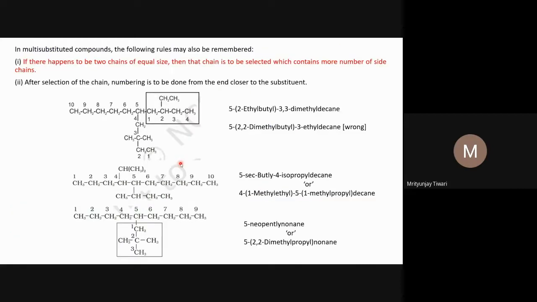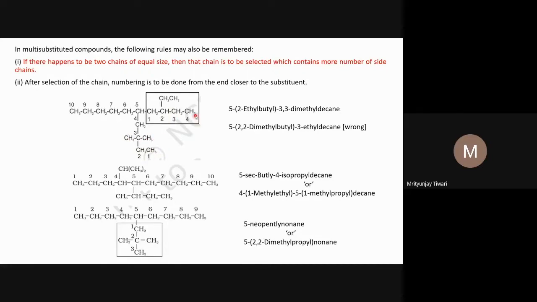These are some important points. If there happen to be two chains of equal size, then that chain is to be selected which contains more side chains. This point, if you see this example, if you go from this side: 1, 2, 3, 4, 5, 6, 7, 8, 9, 10 carbon atoms from this side, and what we get, the number of branches will be 1, 2, 3.